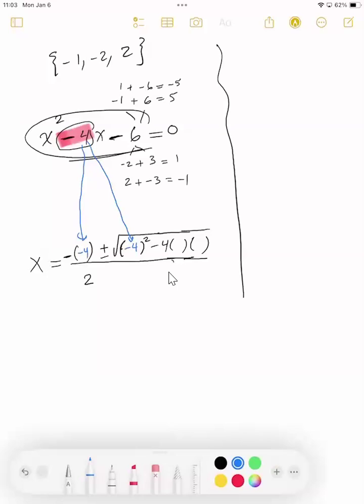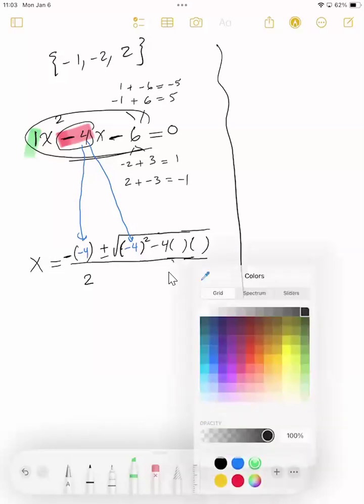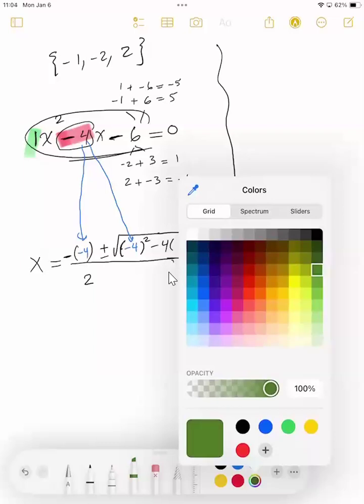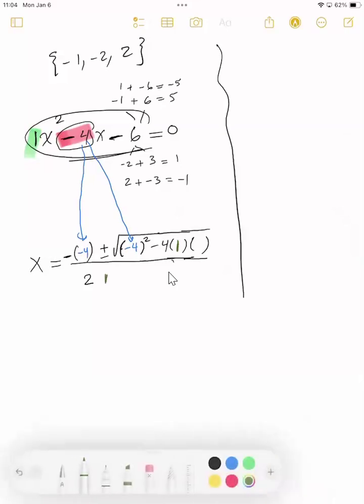Then the number that is next to your x to the power 2, which in this case is 1. This number 1 is going to go here and, sorry, here. And this should be multiplied like that.